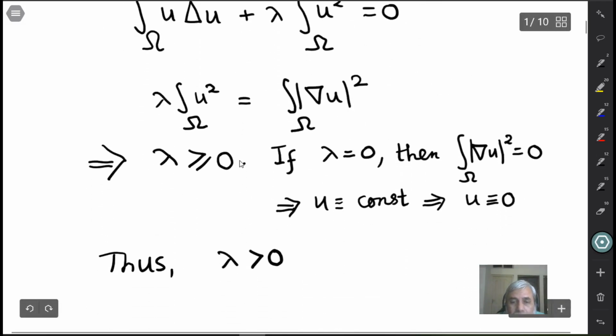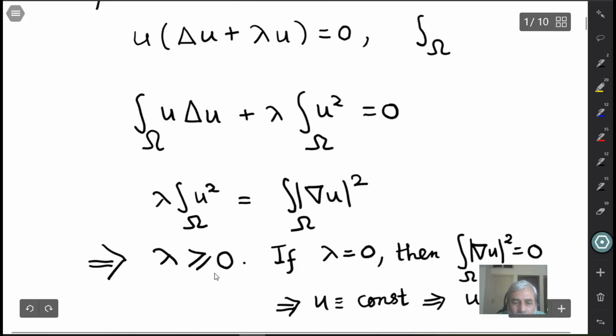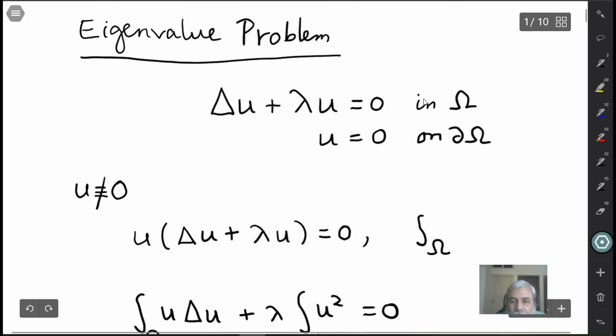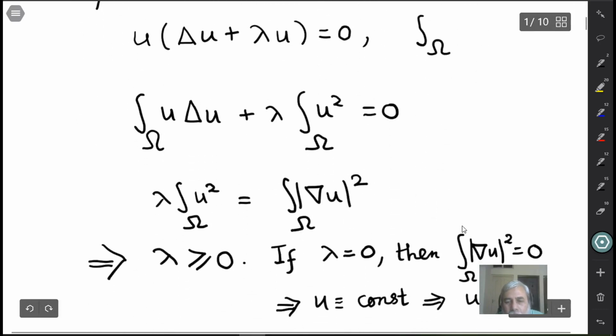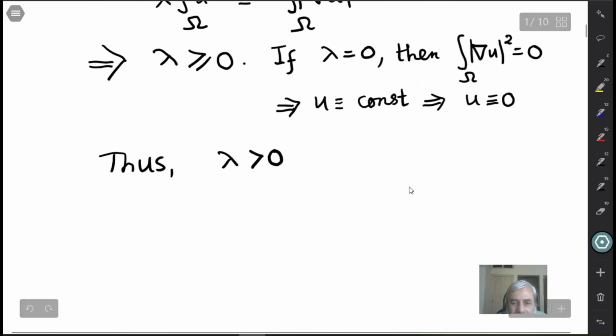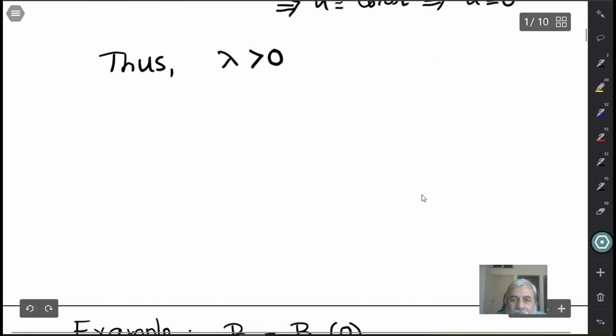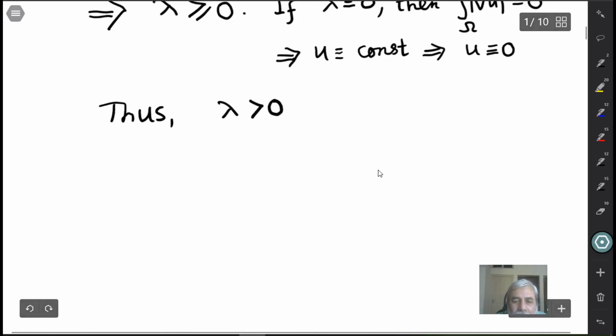Okay, so next question is, if lambda is positive, is there a solution? Okay, and is it true for all positive lambda or only certain values of lambda? Okay, so at this juncture we will not be able to answer this question. So we look for some examples. Okay, we'll come back to this problem later. So let's see what happens in certain situations.